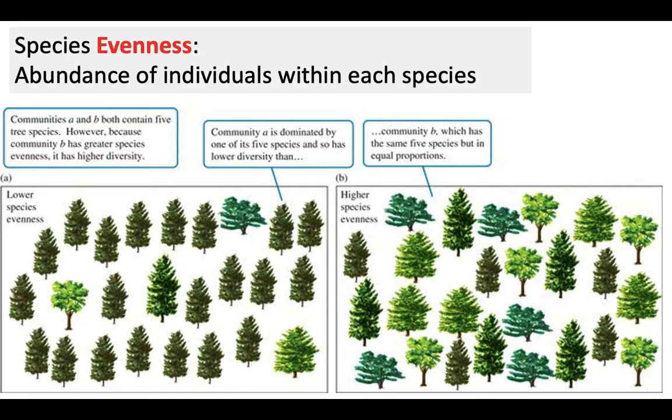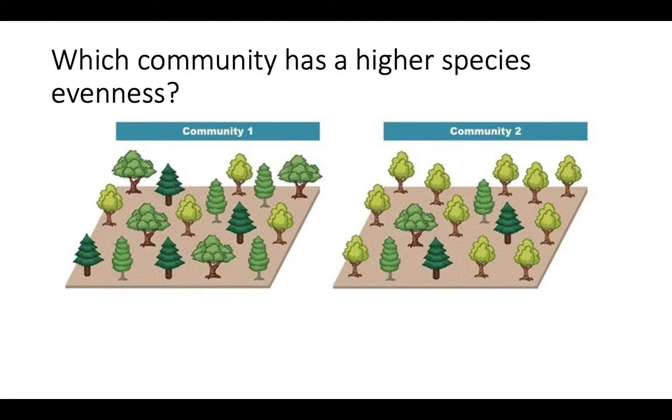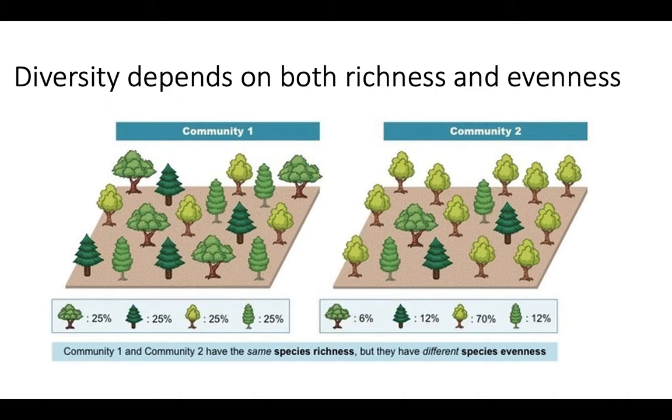That's species evenness. Why don't you take a look at the same picture and see if you can determine which one has higher species evenness. Hopefully you picked community 1. If you take a look at the breakdown in this, we've got a quarter of each of all the trees. There are 4 species, and they each make up 25% of the trees. Whereas in this one, we see a lot of this tree here. 70% of them are this tree, and then smaller amounts of the other trees. So it's not as evenly distributed.